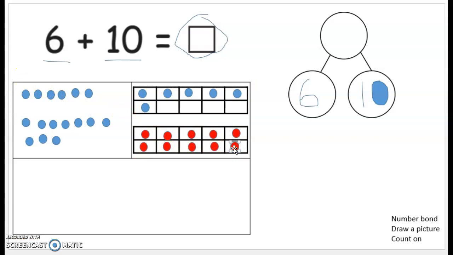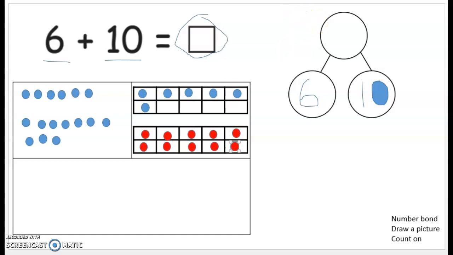Okay, so here's another way using 10 frames to show 6 and 10. You would take 10 as the larger number and count on 6 to find the whole. Recently, we've shown the kids how to use quick tens.